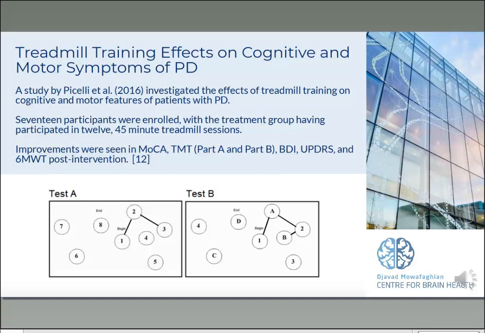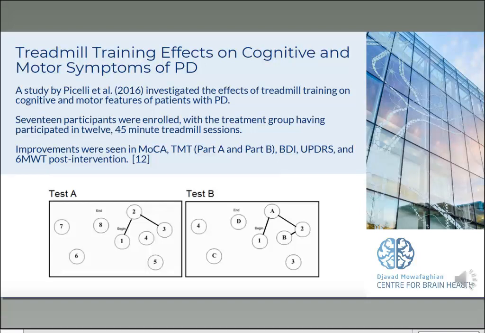A motor outcome that was tested was the 6-minute walking test, and that's selected as a measure of gait speed. So the subjects were asked to walk on a flat, hard floor at their fastest speed for 6 minutes without the use of a walking aid or other assistance, and participants were able to walk 36 meters further in 6 minutes after the treadmill training.